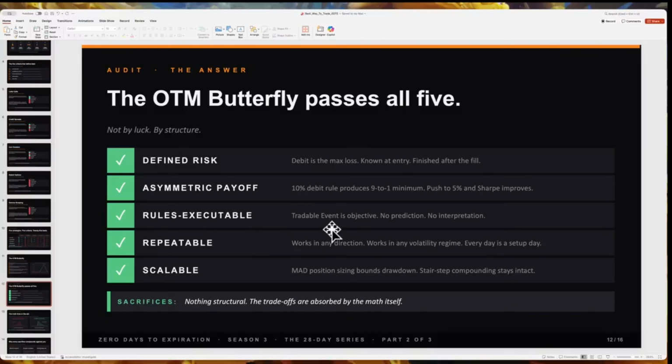Is it rules executable? Absolutely. Everything about what we do, we know before we even enter the market. We have our analysis, our preparation in the beginning part of the market where we're looking at the volatility regime, the directional bias, and the structural levels where we'll have an event. So before the market even opens, I already know where I'm going to be taking this trade. I'm just waiting for that event to occur.